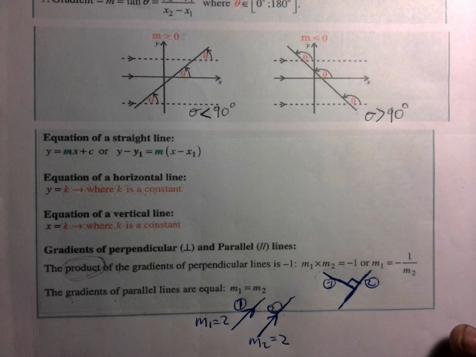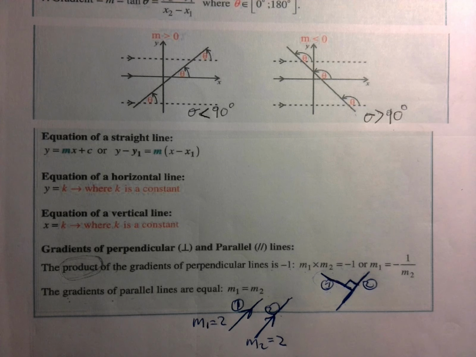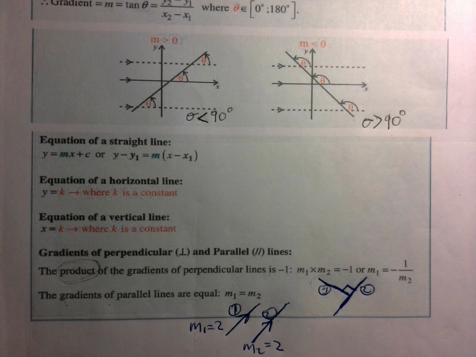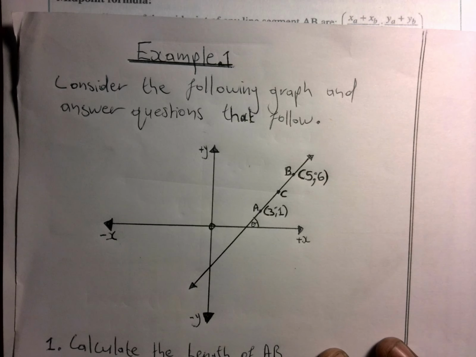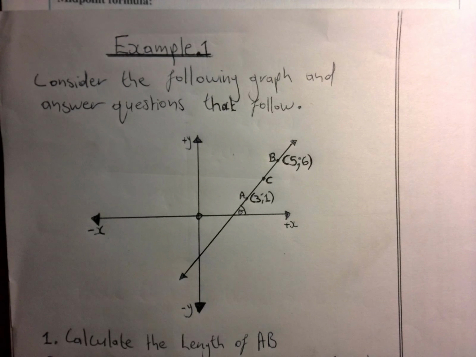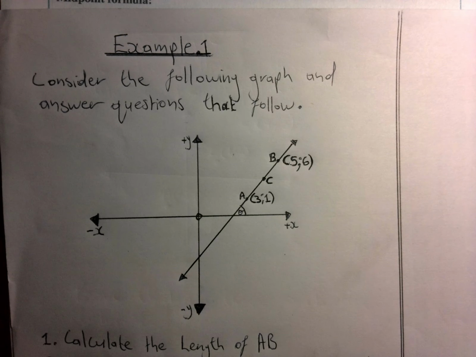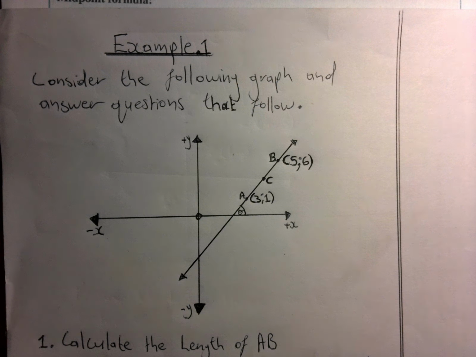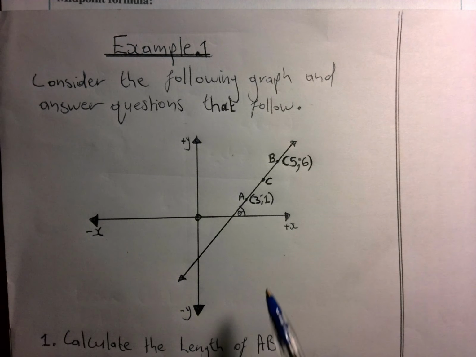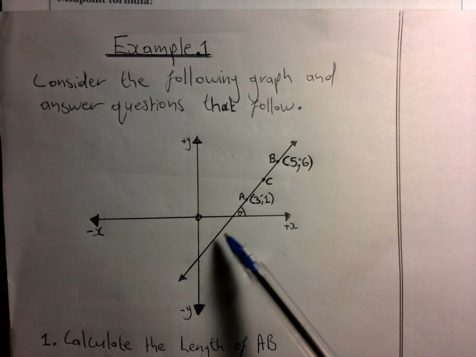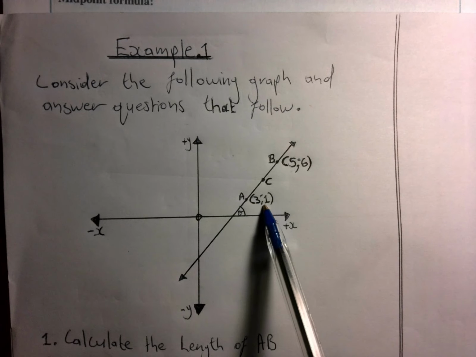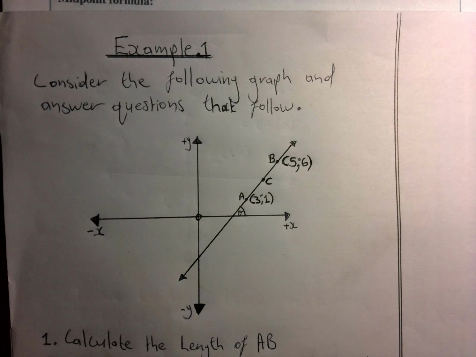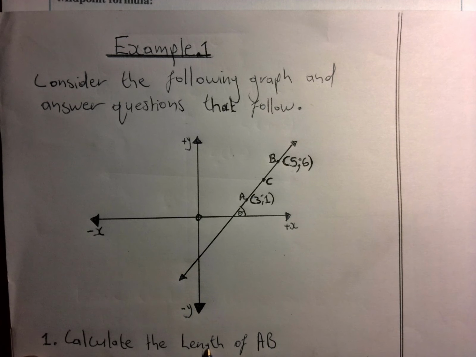Okay, so let us do the examples to cover all that we just discussed. Let us now do example 1. Example 1: consider the following graph and answer the questions that follow. We've got 3 points there, A, B, C, with B having the coordinates (5, 6), A with the coordinates (3, 1), and C we don't have the coordinates. Here we are asked to calculate the length of AB.